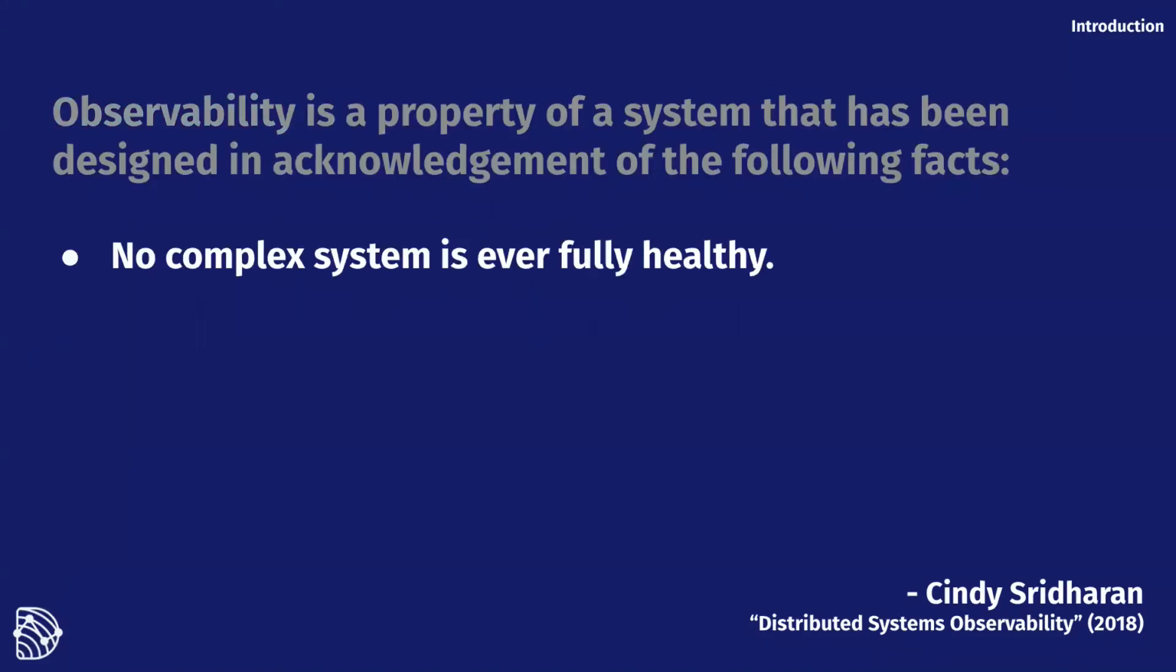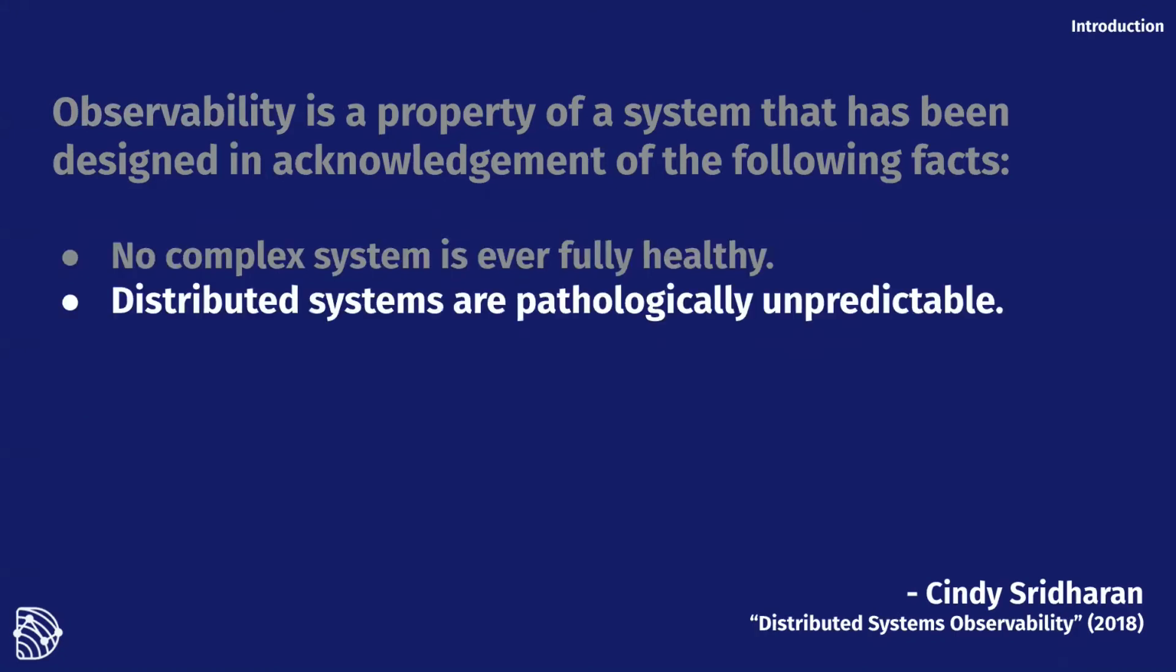because of the nature of software and the exponential growth of complexity and linkages between systems. And distributed systems in particular are pathologically unpredictable. When you have multiple distributed systems communicating with each other over the wire, with each hosted on a potentially ephemeral node, the possible failure conditions are nearly endless.